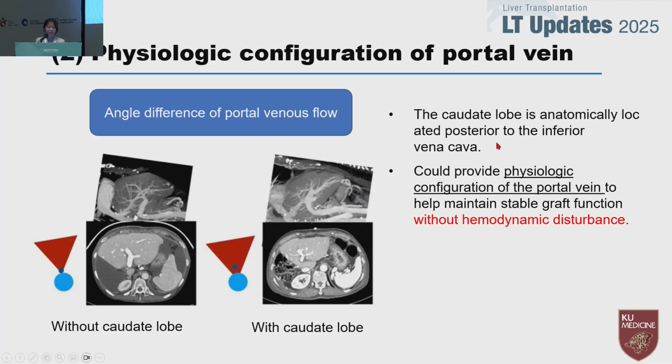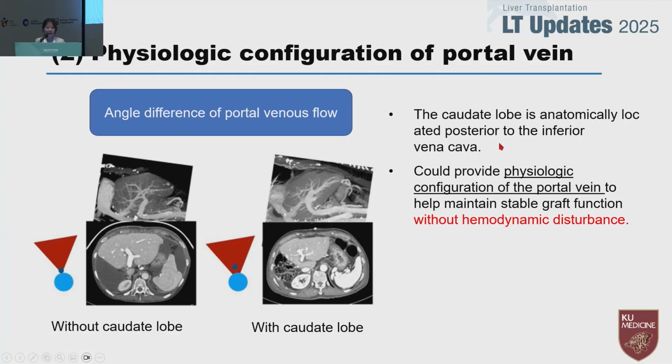Secondly, as the caudate lobe is anatomically located posterior to the inferior vena cava, it's not proven, but our center believes and supposes that it can provide a physiologic configuration of the portal vein to help maintain stable graft function. It's more evident when you see it on image.